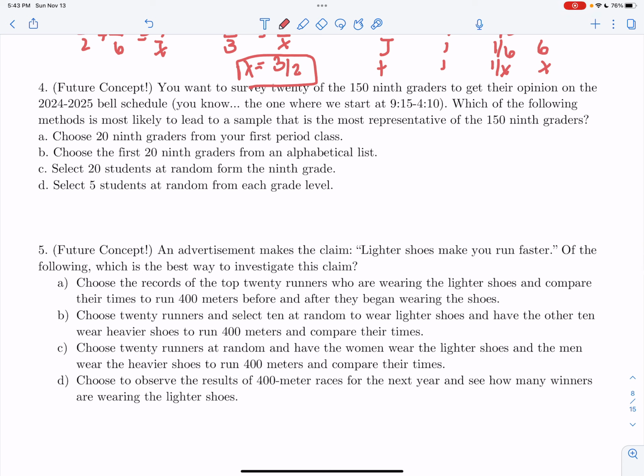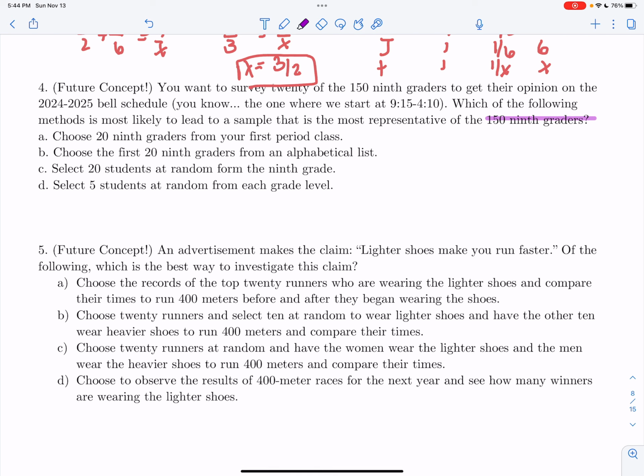Now, at this point, we haven't really focused on stats that much. However, for number 4 and number 5, this should be common sense for you guys because for stats, honestly, it's just a game of common sense. So for number 4, it's asking you want to survey 150 ninth graders to get their opinion on the 24-25 bell schedule that's going to happen in a couple of years, where we start at 9:15 to 4:10. Which of the following methods will most likely lead to a sample that is the most representative of the 150 ninth graders? Emphasis, ninth graders.